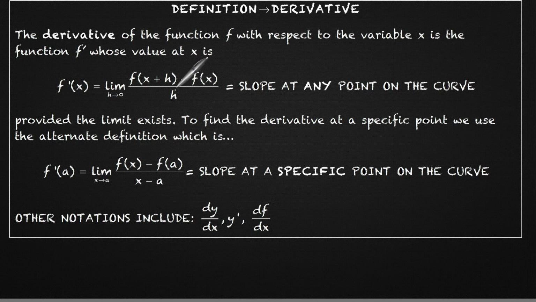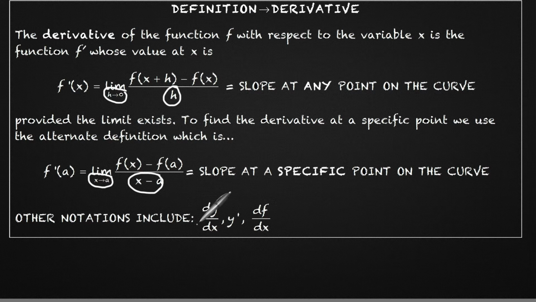Note the difference between these formulas. Here on the bottom we have an h. Here on the bottom we have x minus a. Here the limit is as h approaches 0 all the time. Here it's as x approaches a. So pay attention to which formula you're using.